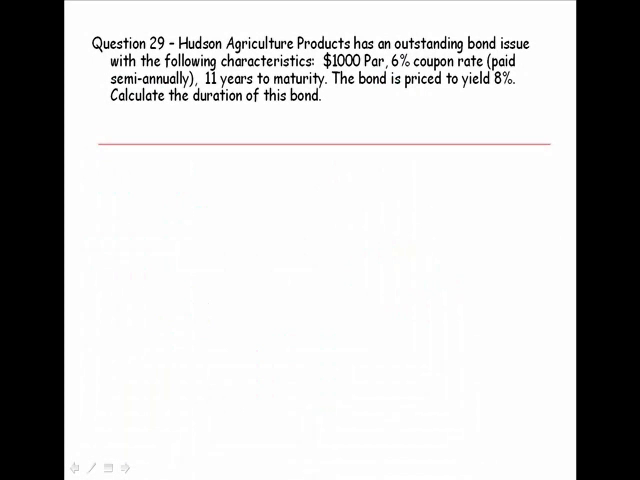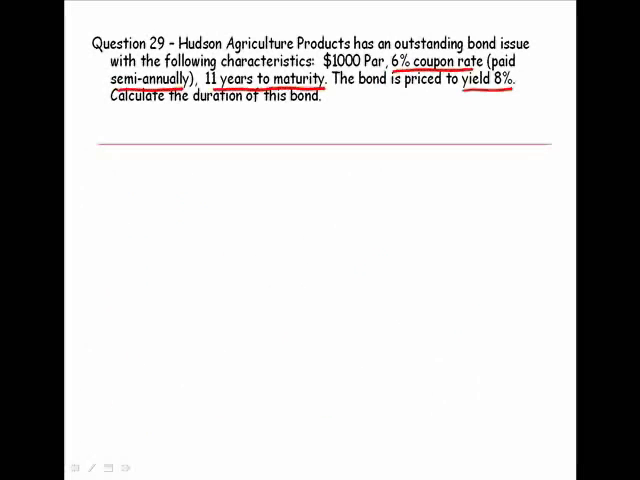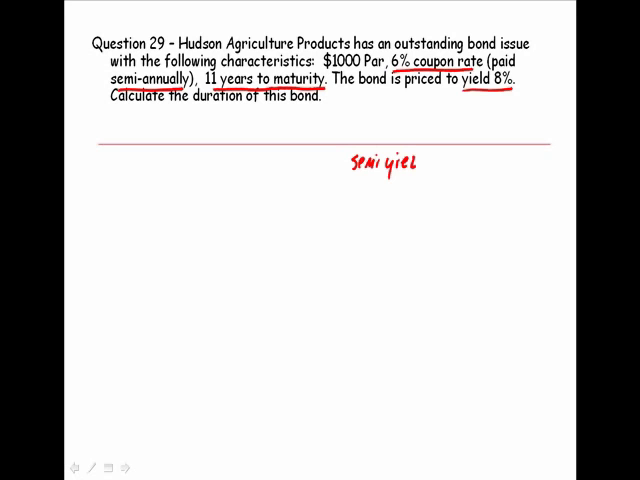Hudson Agriculture Products has an outstanding bond issue with the following characteristics. $1,000 par, 6% coupon paid semi-annually, 11 years to maturity. This bond is priced to yield 8%. Calculate the duration of this bond. Well, since this is a bond that pays interest semi-annually, then we're going to have to make a few adjustments. First, let's determine what is the semi-annual yield on this bond.